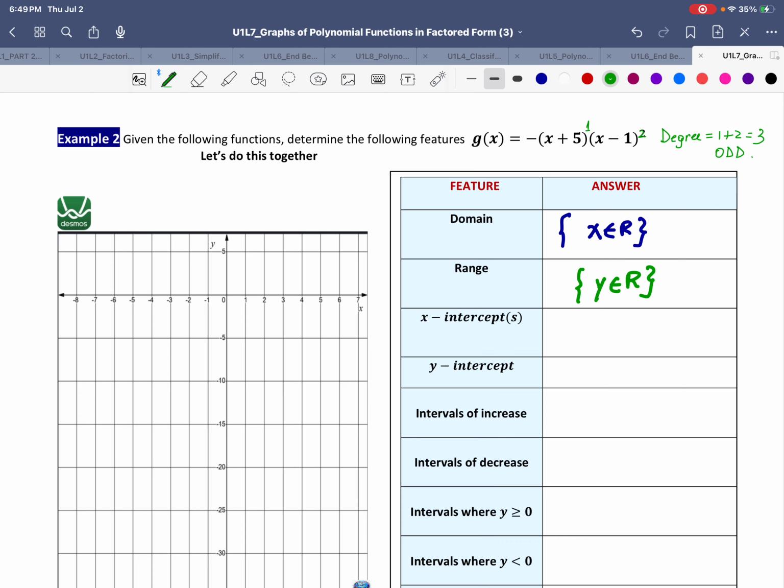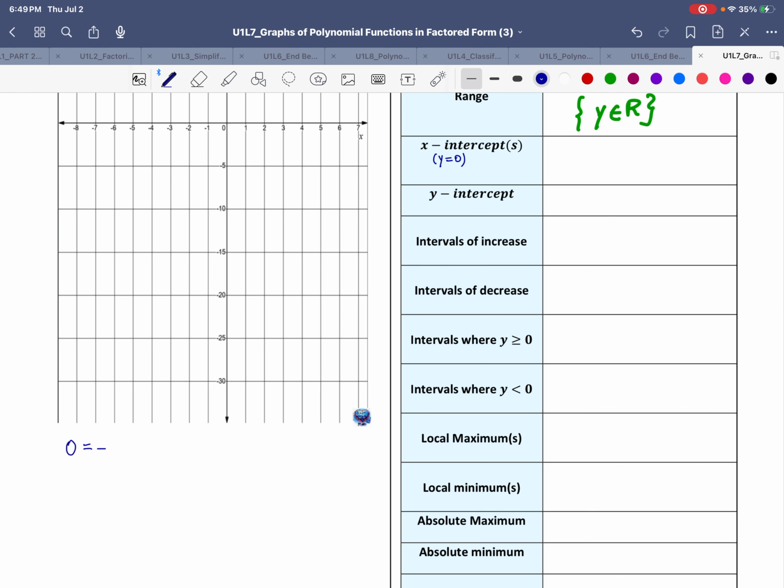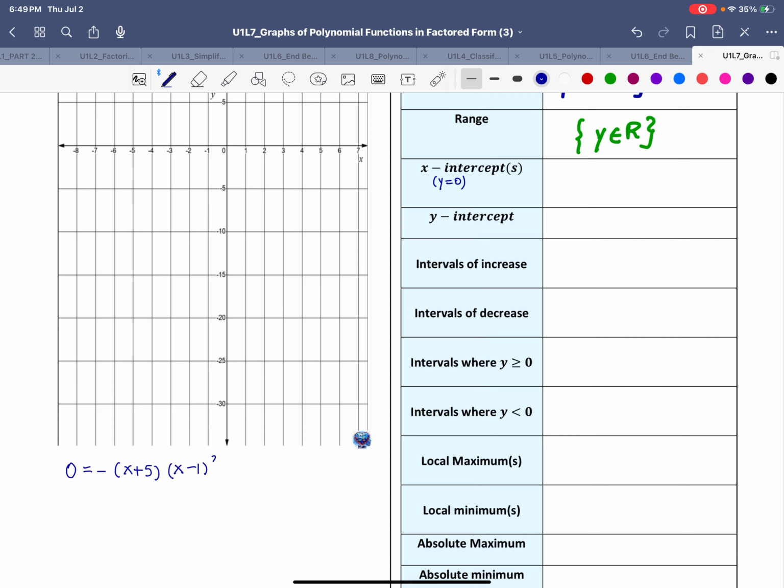Next, we'll determine the x-intercepts. Remember that at the x-intercepts, the value of y equals 0. So we set the value of y, or in our case, g of x, equal to 0, and try to solve the equation for x. When the equation is given in factored form, it's fairly easy to determine the x-intercepts. So we have 0 equals negative (x plus 5) times (x minus 1) to the power of 2. So we're going to set x plus 5 equal to 0 and x minus 1 equal to 0. That will give us the x-intercepts at negative 5 and another x-intercept at 1.